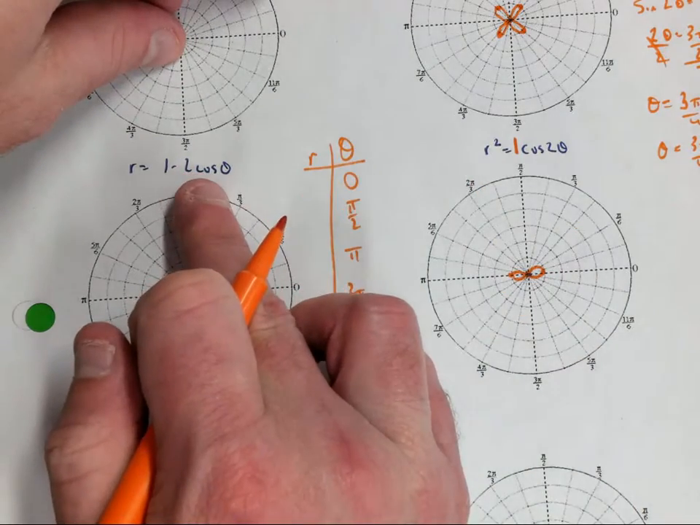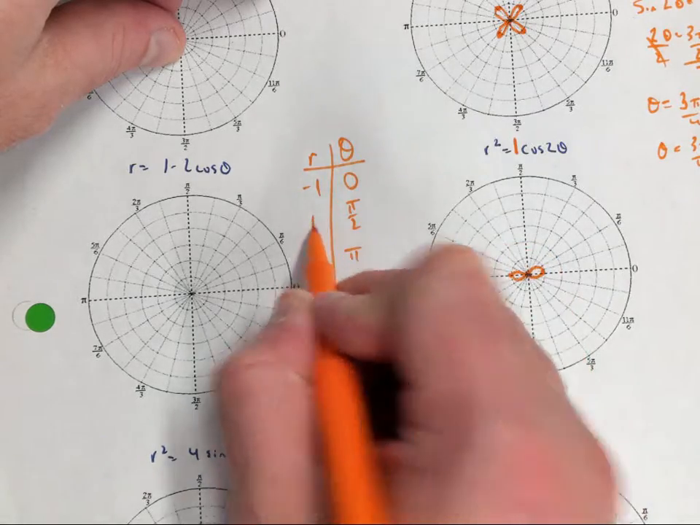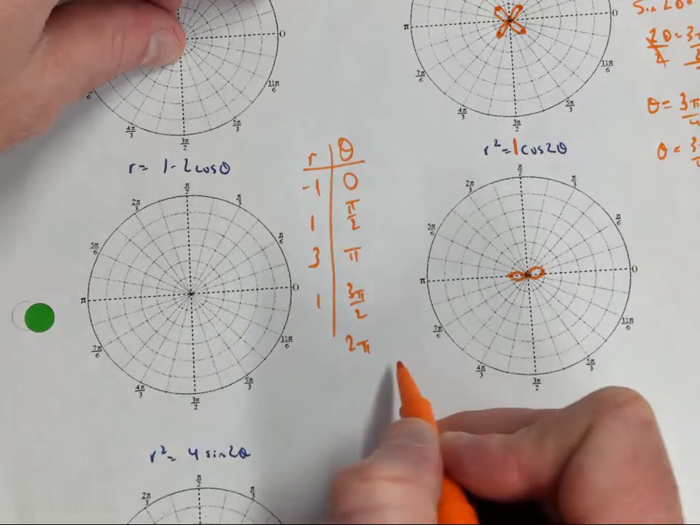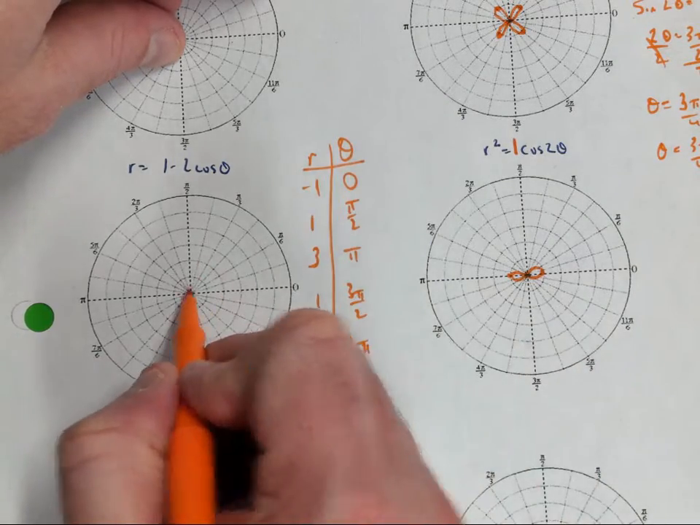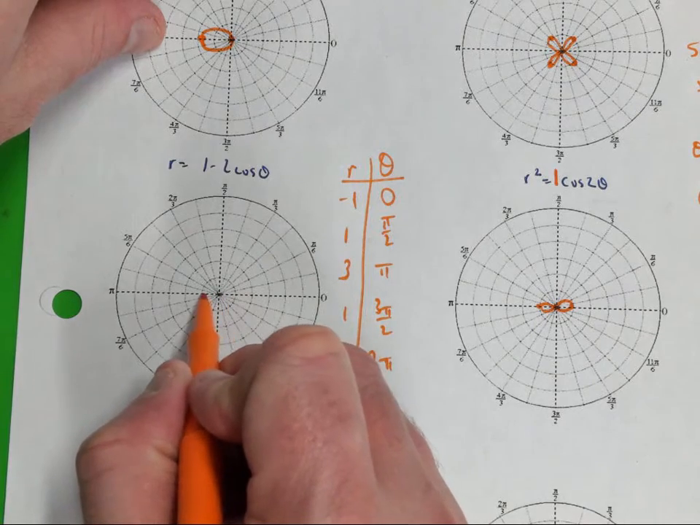Plug 0 in. Cosine of 0 is 1. That gives me negative 1. Cosine of pi over 2 is 0. It gives me 1, 3, 1, and negative 1. Okay, let's make sure we know how to graph this. Go to 0. It's negative 1, so I'm going to go towards pi.